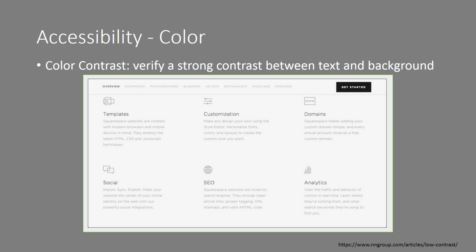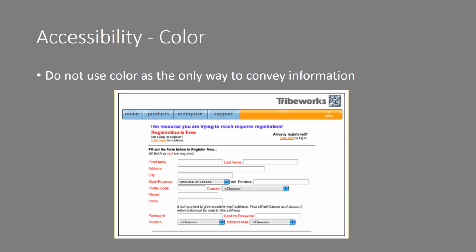So there's a myriad of different colors you can use today. There's also a bunch of tools available that will let you see if your color contrast will actually hit AA standard compliance with WCAG 2.0. Next slide. It's important not to use color as the only way to convey information.